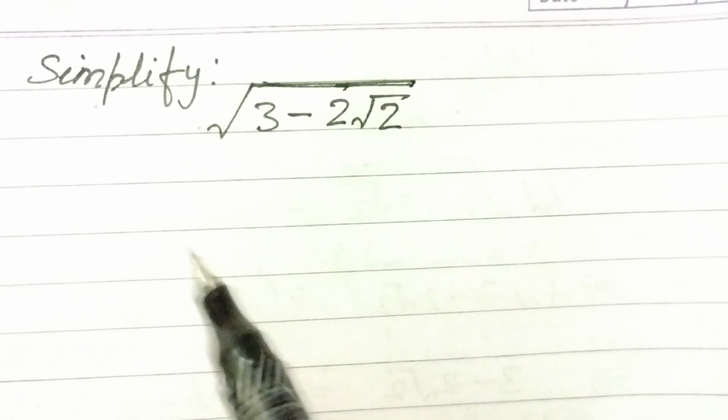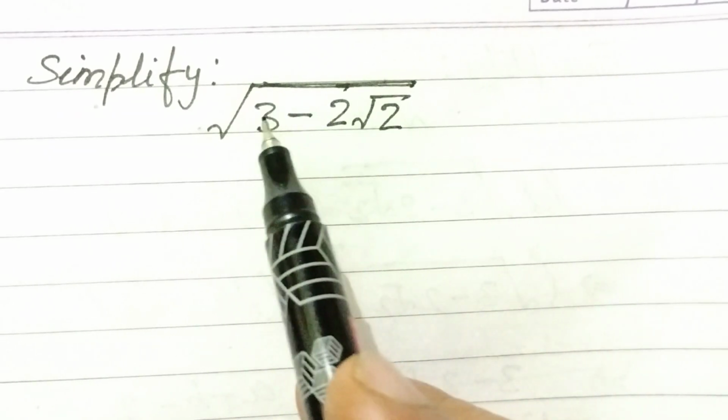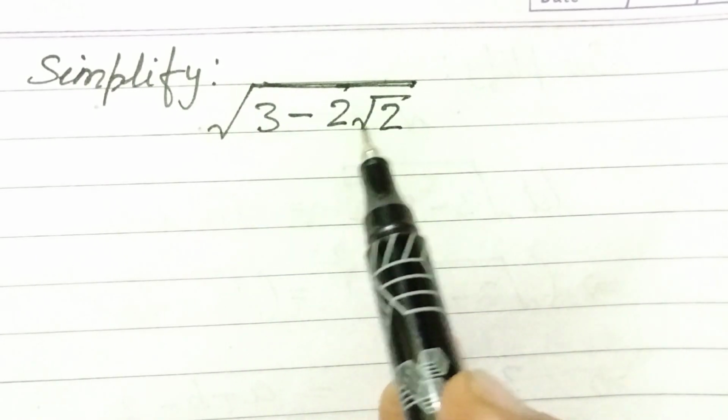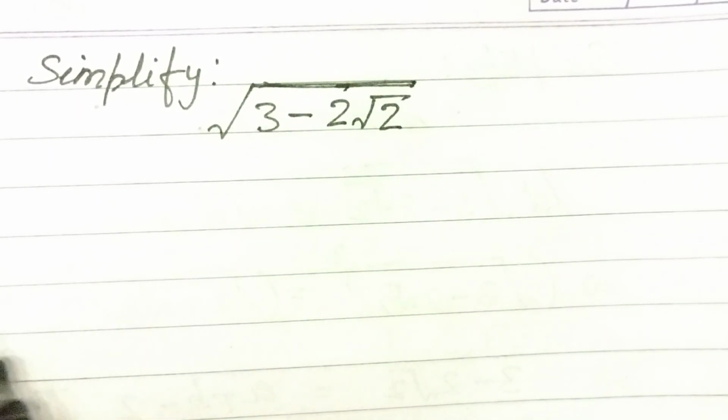Today we have a nice problem. Here we have to simplify square root of 3 minus 2 into square root of 2. Okay, so let's start.